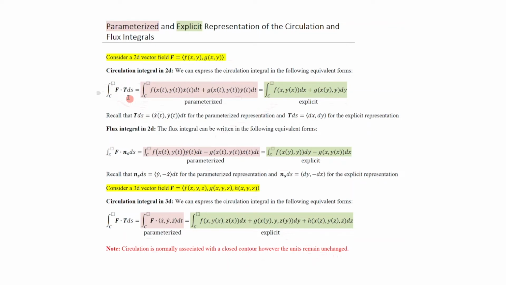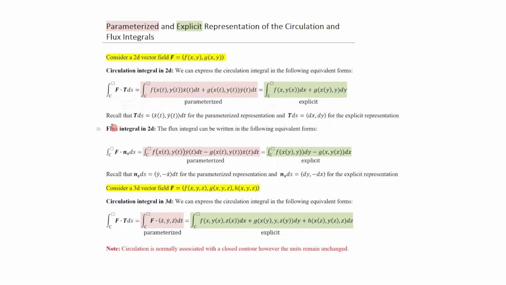But in actual fact, most of the times when we apply this, it would be applied in the context of closed loop. So it's just something to be aware of. Okay, so again, just to recall, this is what TDS represents in the parameterized form, and this is what TDS represents in the explicit form.